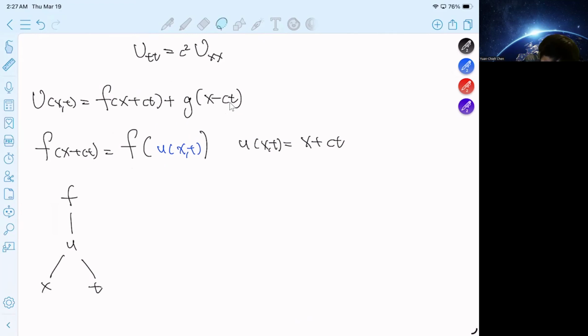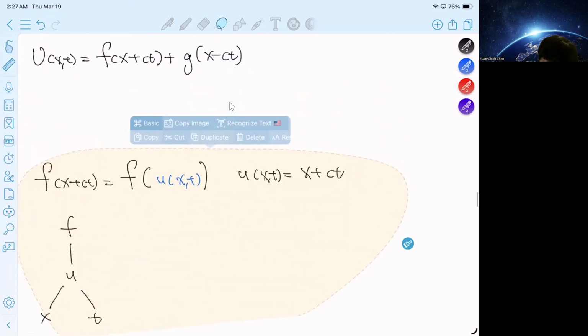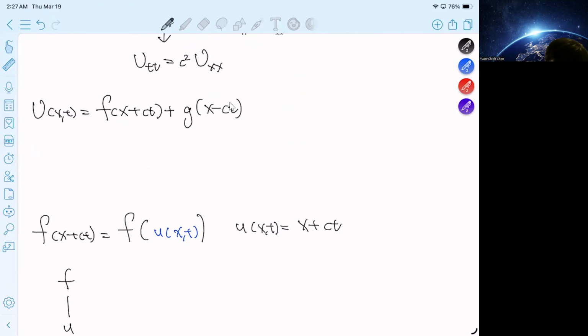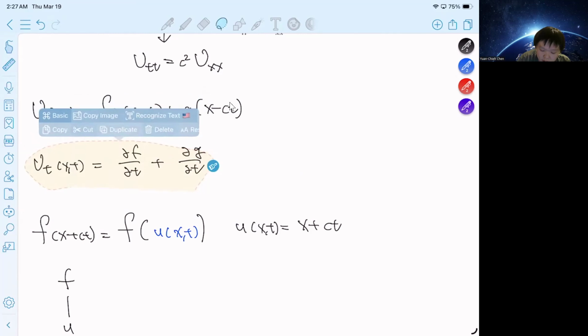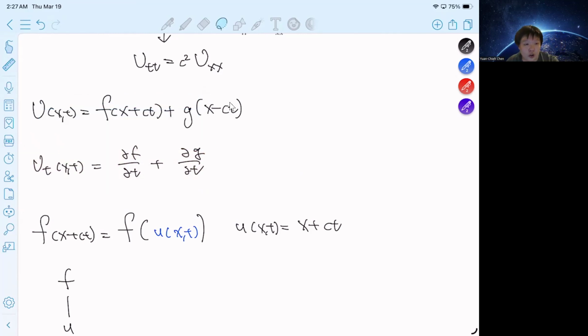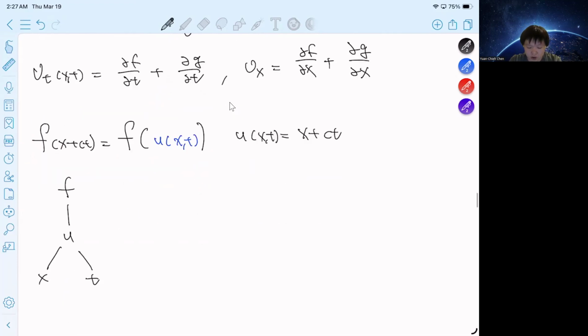So first of all, this is still valid. The goal is to find u_t. It's basically partial f partial t plus partial g partial t by the linearity of differentiation. So we do two parts. And similarly, u_x will be partial f partial x plus partial g partial x by linearity. So we're just doing it two times. So now I have this.